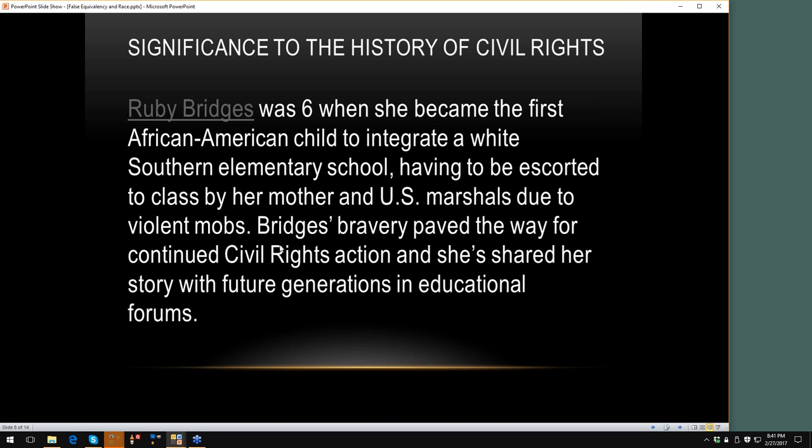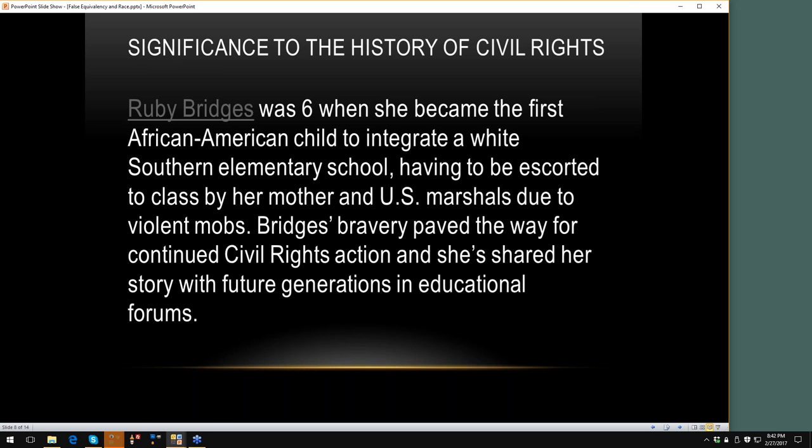Remember, this is happening in 1960. The following year, we get the Freedom Riders and then the Freedom Summer. The Freedom Riders were the college students and members of CORE who went down on interstate buses, the Greyhound and Trailways, to try to integrate the segregated waiting rooms at bus stations.